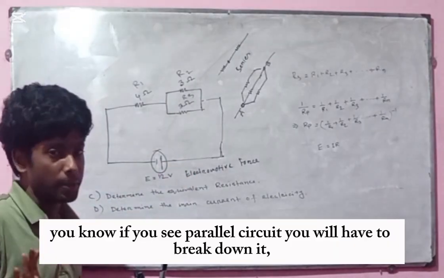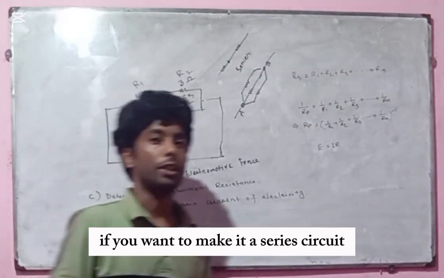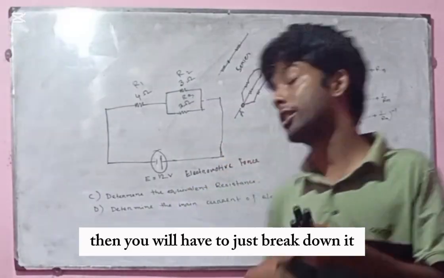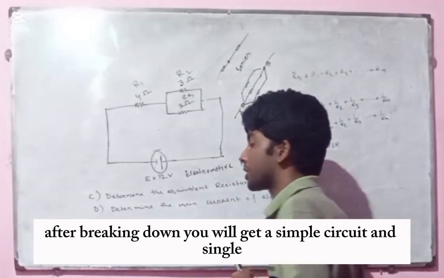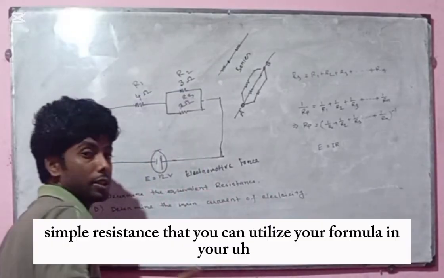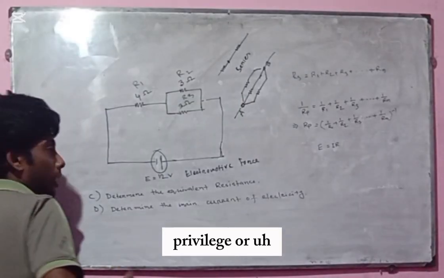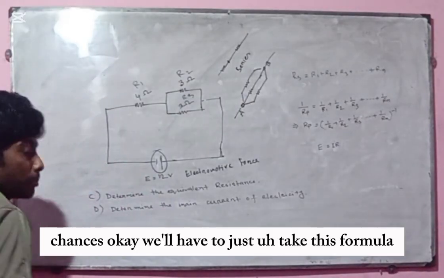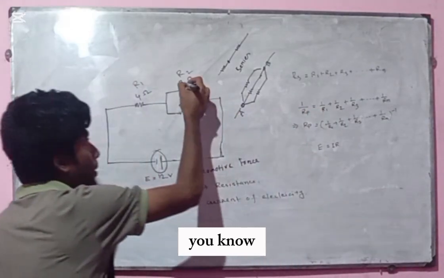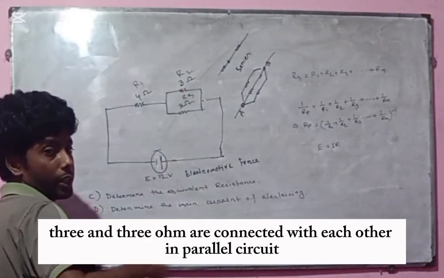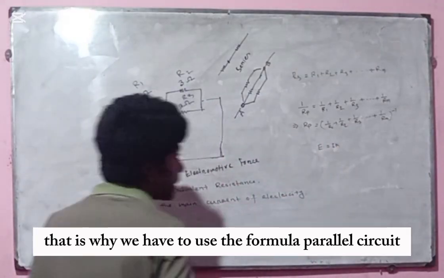If you see a parallel circuit, you will have to break it down. If you want to make it a series circuit, then you will have to break it down. After breaking down, you will get a simple circuit and simple resistance where you can utilize your formula. Okay, we'll have to take this formula. 3 ohm and 3 ohm are connected with each other in a parallel circuit. That is why we'll have to use the parallel circuit formula.